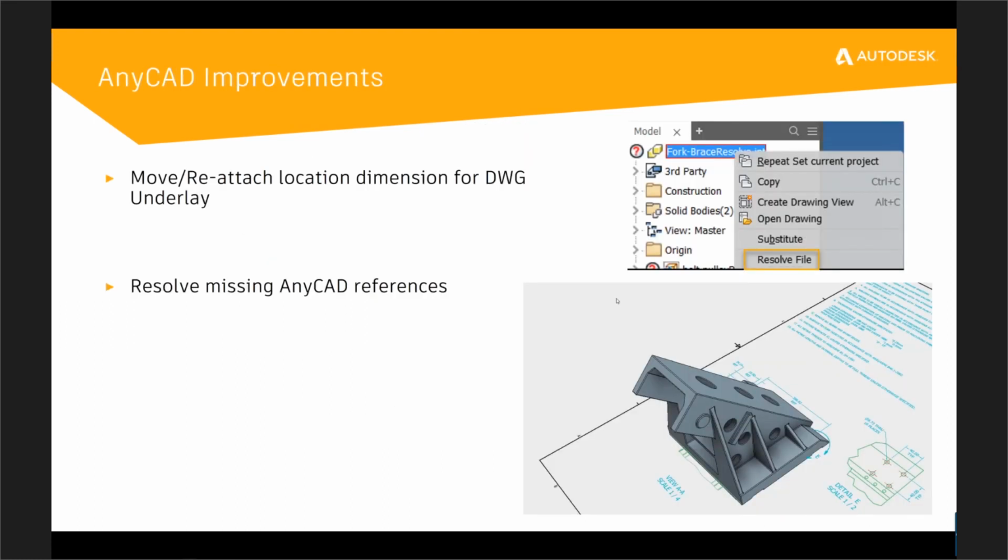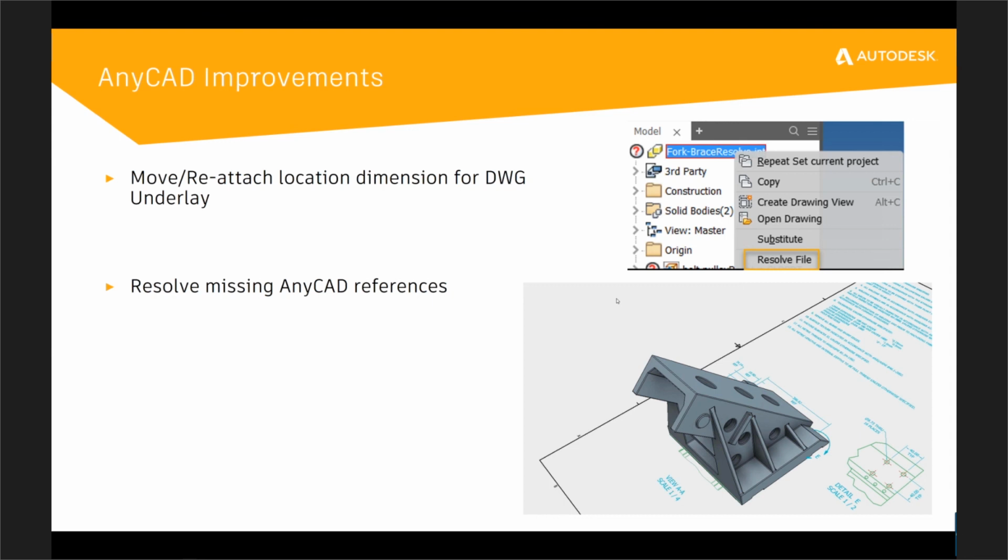So what have we done around AnyCAD with .2? Well, we've done a few things. A lot of times with the DWG underlay, you will place it in the environment, and you have these dimensions that you can attach. Once you created that dimension on the geometry previously, if you needed to move it, you had to delete the dimension and create a new one. Now you can simply reattach that dimension to new geometry, and that will allow you to really change how it's placed in the environment. So you can basically drag the dimension boundary line and attach it to a different reference geometry inside of the Inventor environment.